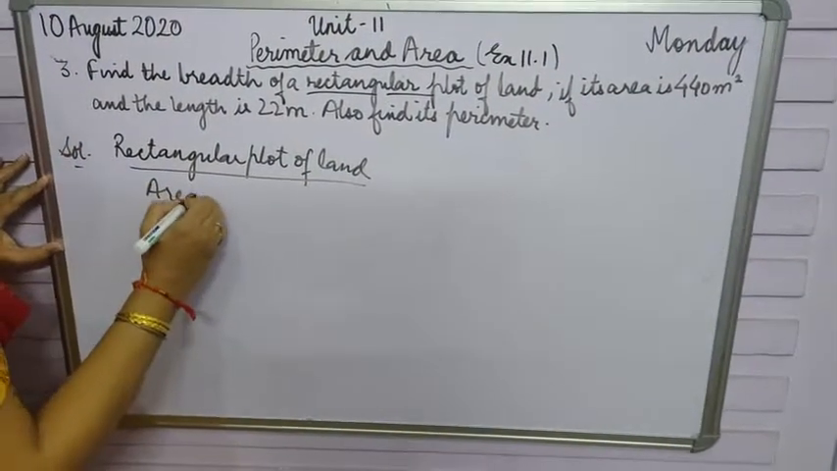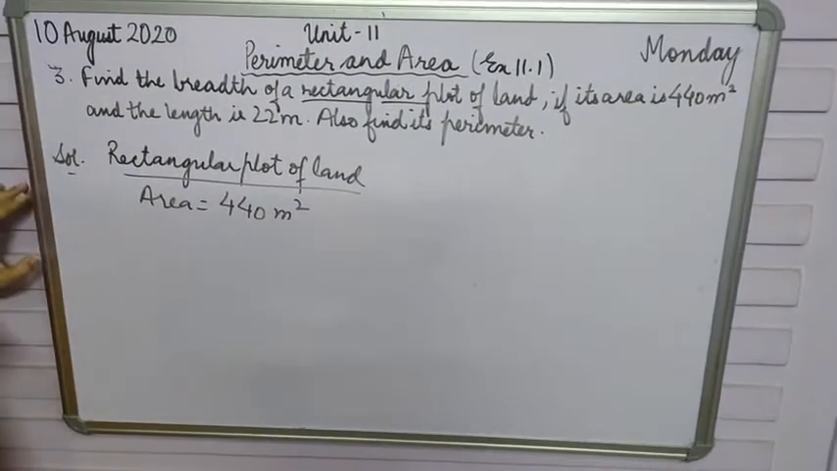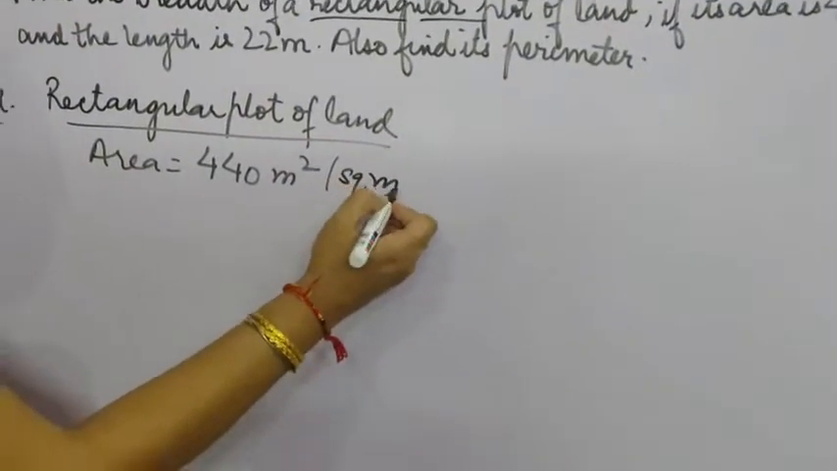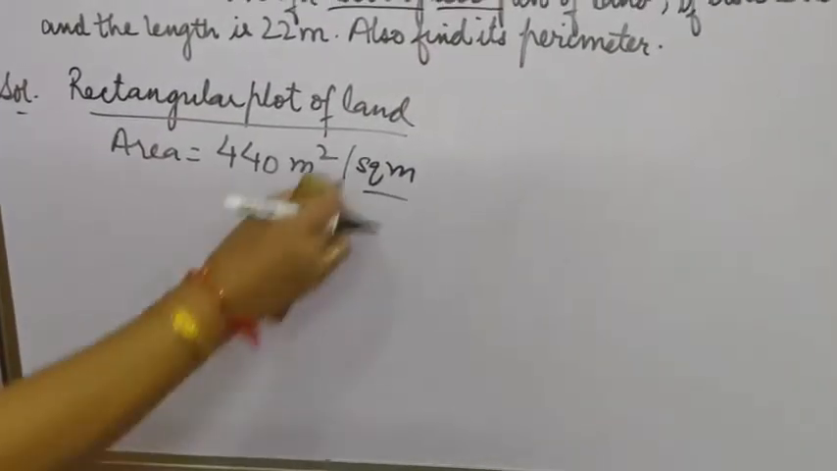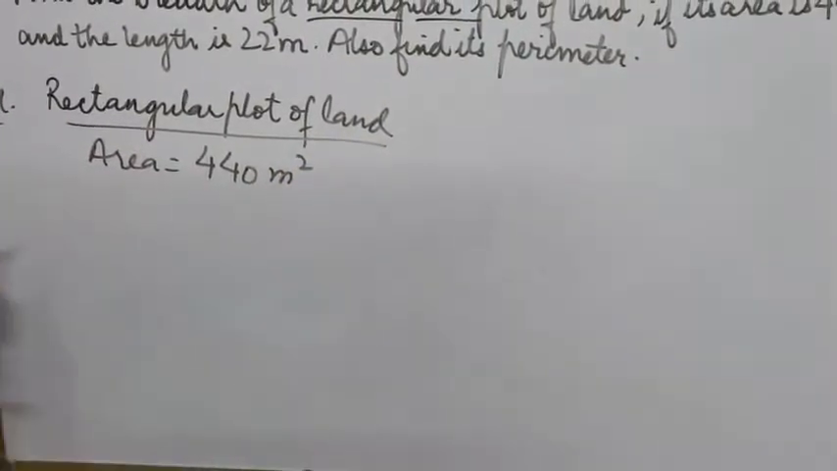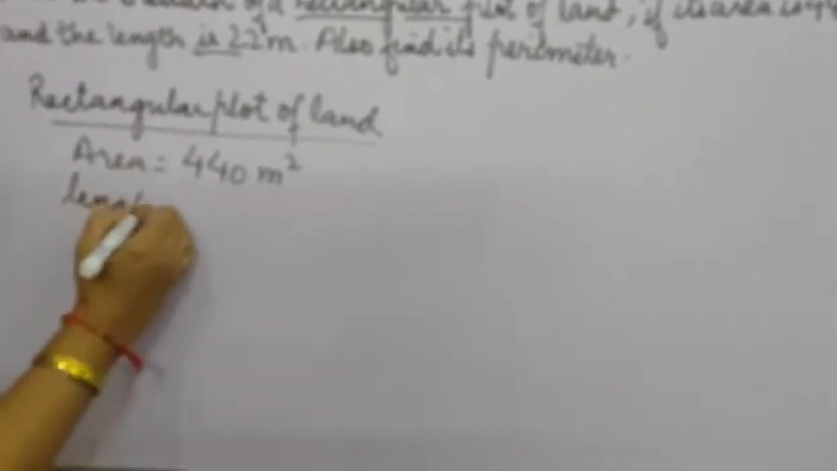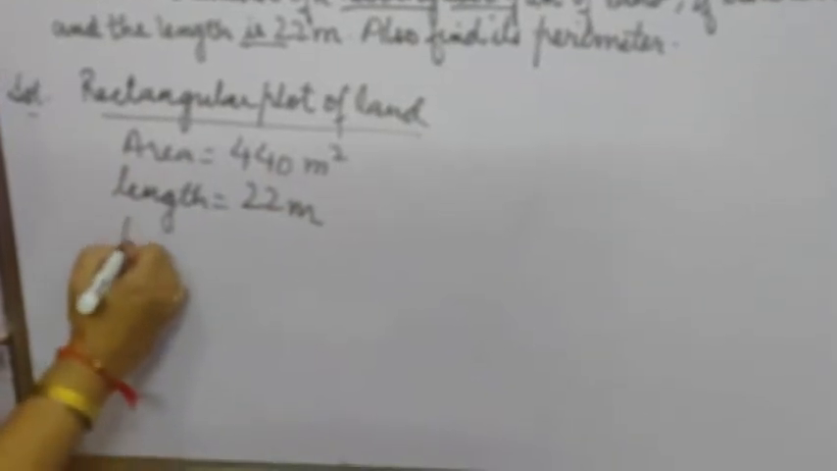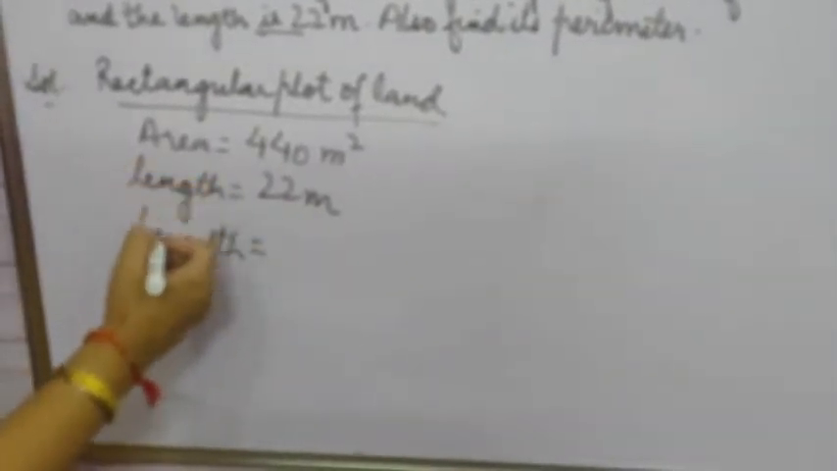And how much is the area which we are given? Yes, its area is 440 meter square. Either you write down meter square or you write down square meters, it is one and the same thing. And another thing which we are given in this question is the length. And how much is the length? Length is 22 meter.